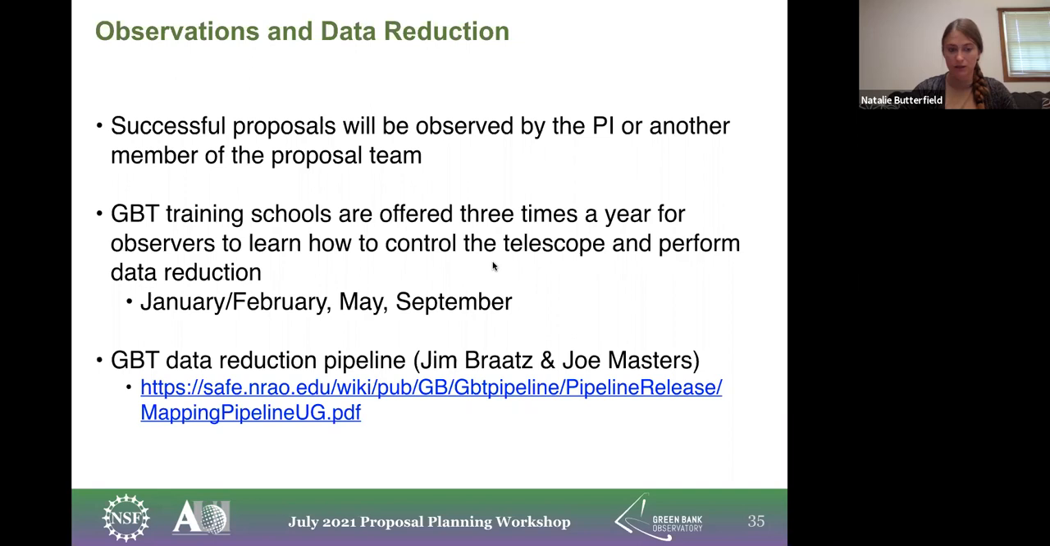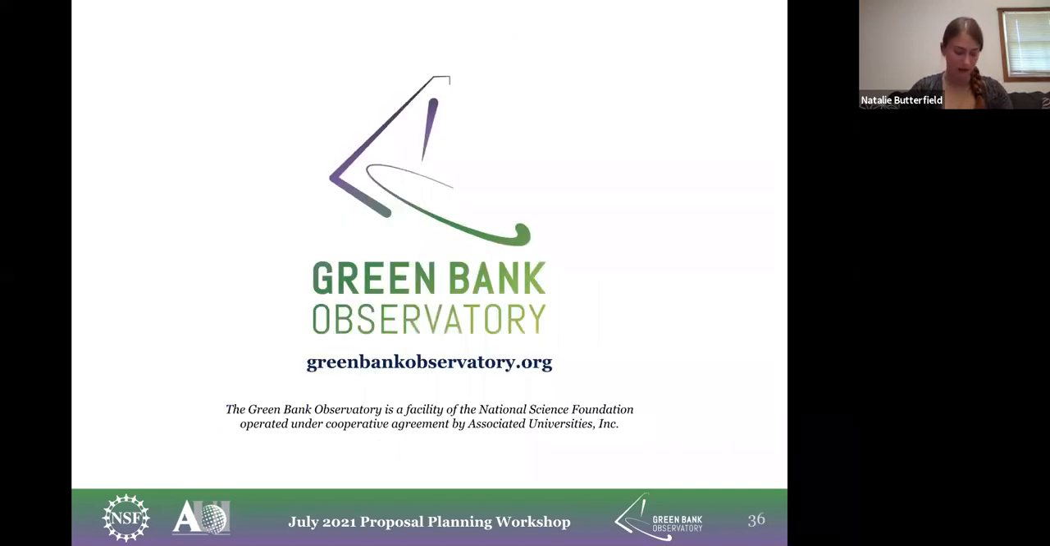Lastly, I'm going to mention that there is the GBT data reduction pipeline. It was created by Jim Braatz and Joe Masters, and there's a user guide on working with the pipeline. Typically, the pipeline data reduction is if you're doing mapping. So you usually don't need to do this if you're doing single pointing observations, but if you're mapping, then you might want to take advantage of the data reduction pipeline to help process some of your data. All right, so I will stop there, and I think we're at 3. So I think we will pause for a minute and then move on to the PST.